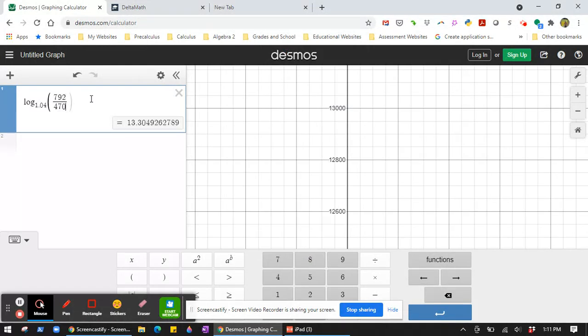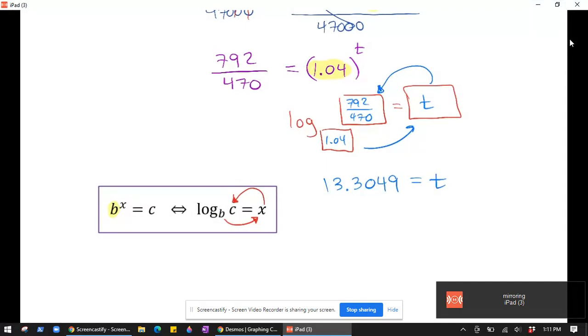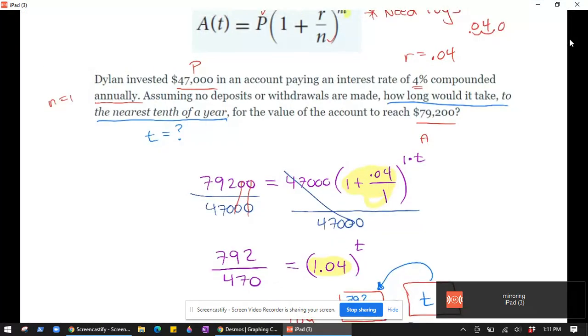Okay. And so I've got 13.3049. I'm going to write all that out because we're going to have to round it correctly. So 13.3049 is equal to t. Let's round to what they said to round to first before we actually say we're done. Nearest tenth of a year.